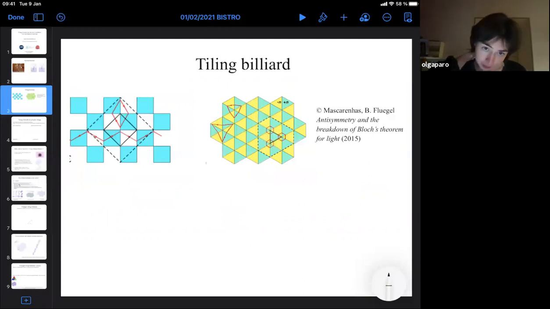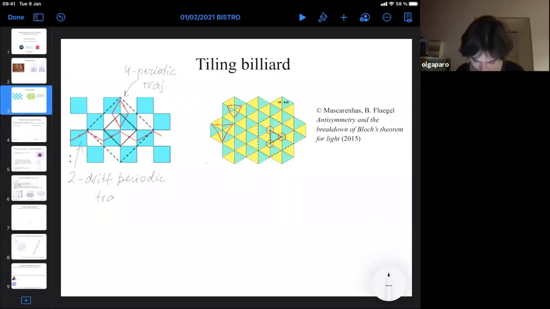These are two examples from a paper by physicists where they show the trajectories of tiling billiards on two tilings, on a square tiling and on an equilateral triangle tiling. So in red, you see the trajectories. On the left, you see that there is, for example, a four-periodic trajectory here. And there is a drift periodic, I call it two drift periodic trajectory. So it's not closed, but it has a symmetry, a shift symmetry of order two. And you can also have periodic trajectories going in vertical directions, and that's all you can have. There are only two possibilities.